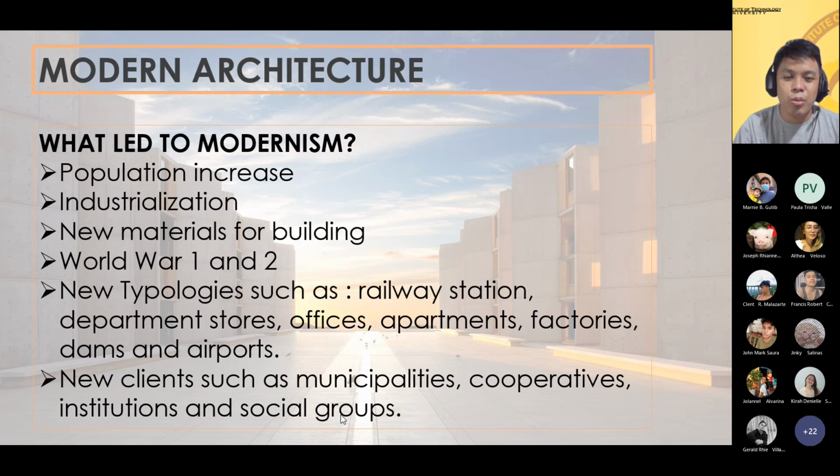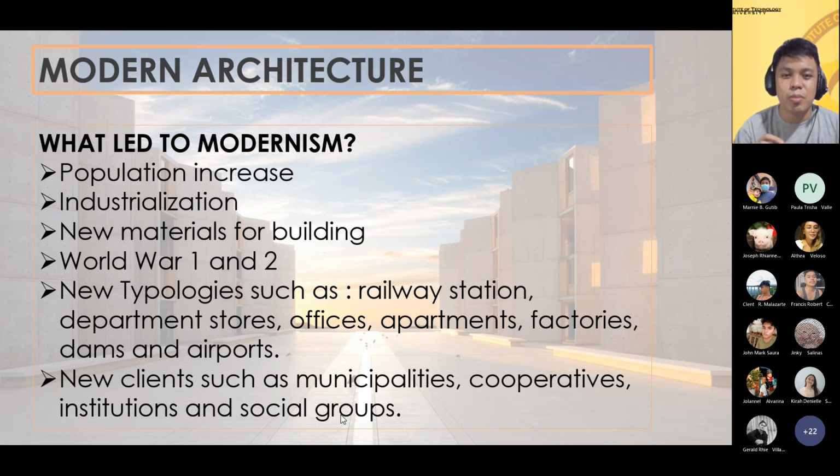So what led to modernism? Why did this term modernism appear, or why did we arrive at this phase? One is population increase, nidaghan ang tao. So as an architect during those times, architects were required to design spaces, required to design buildings that fit this demand. The demand is population increase.